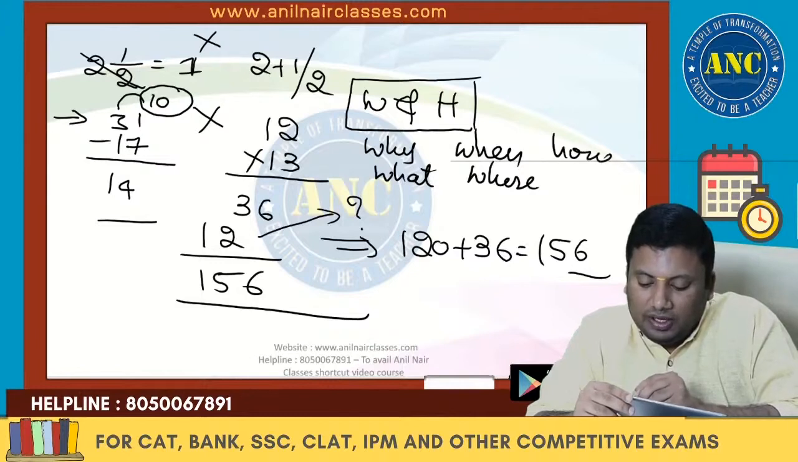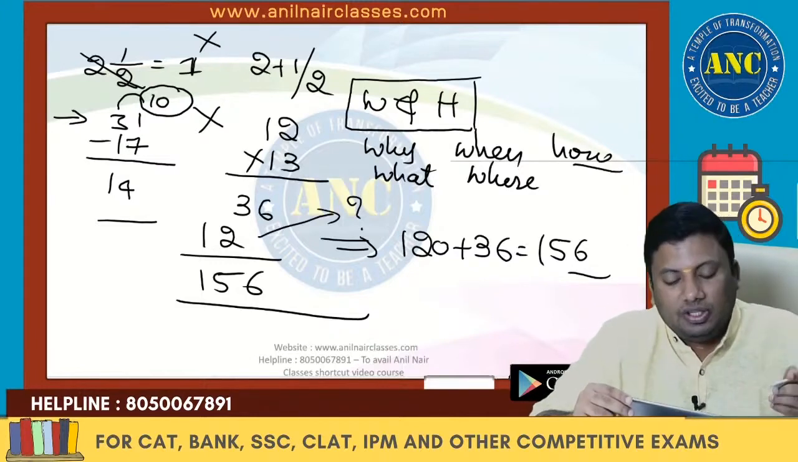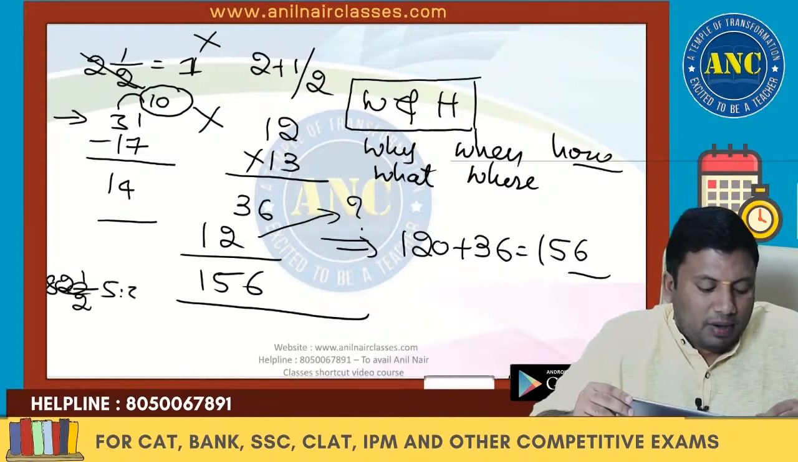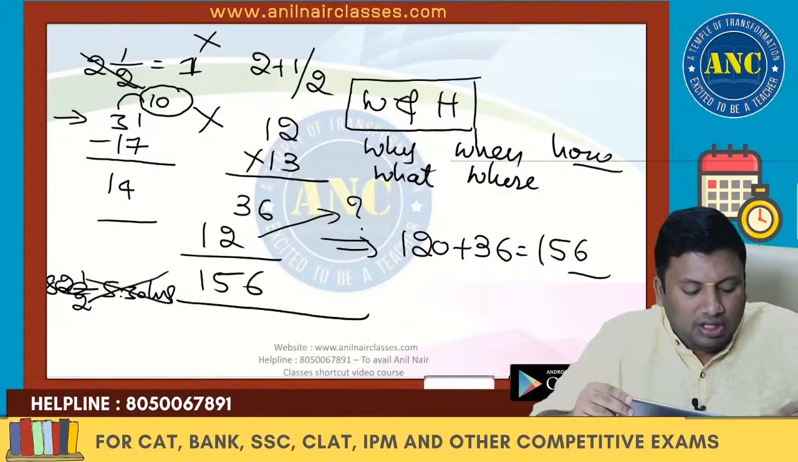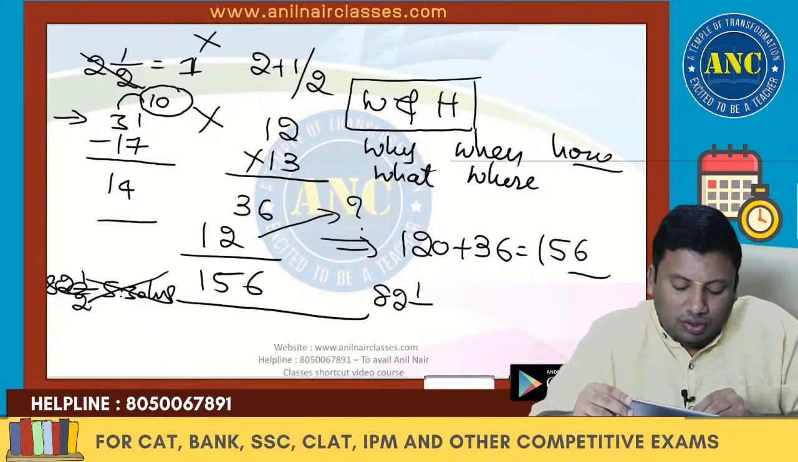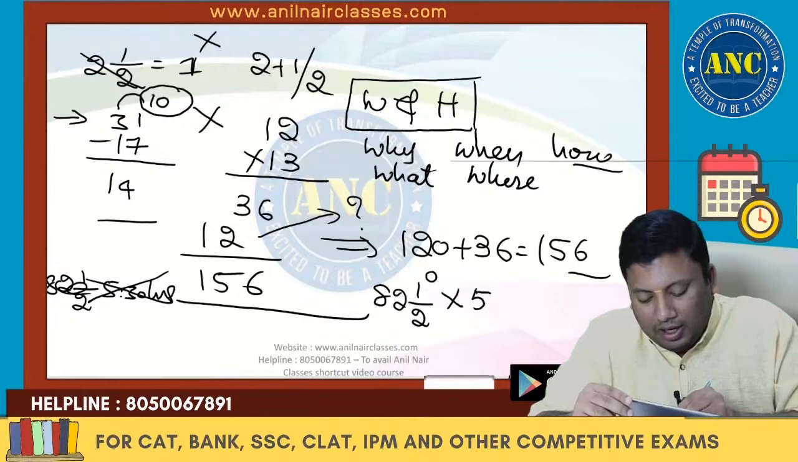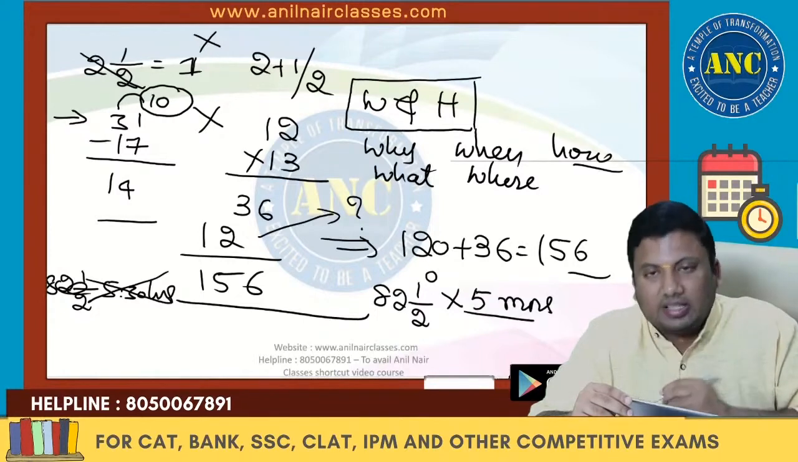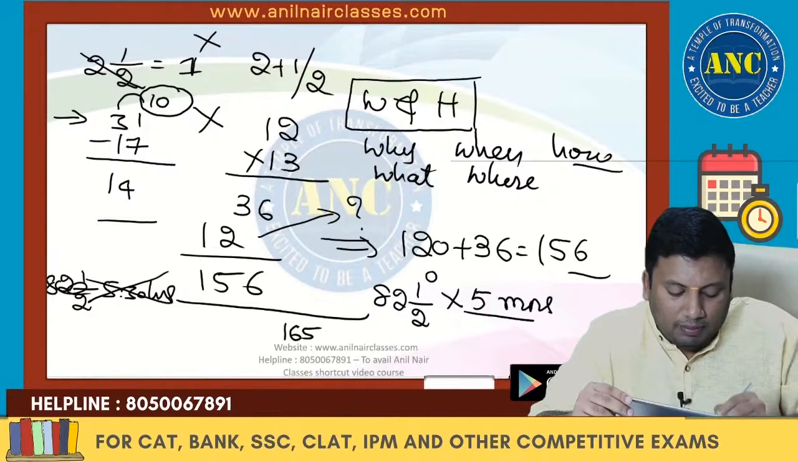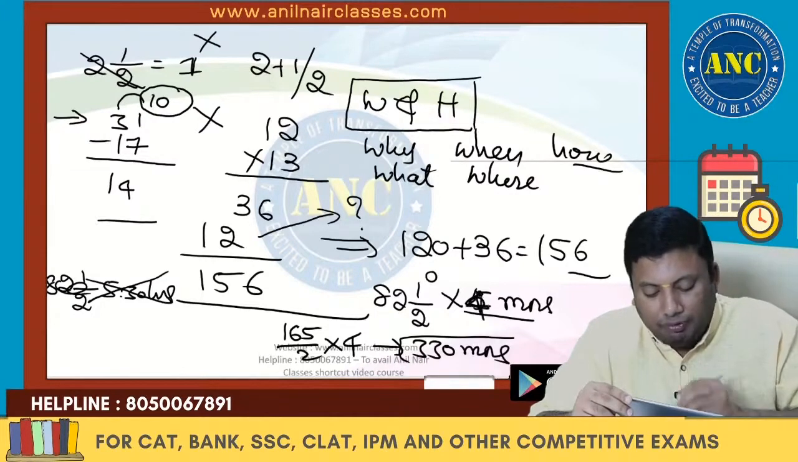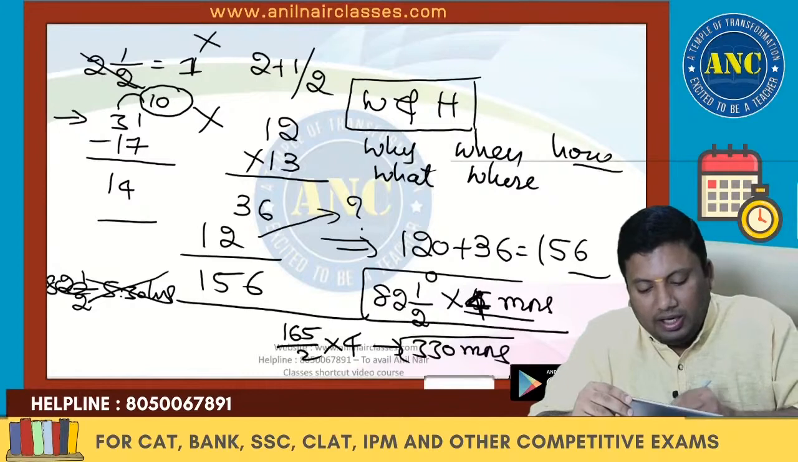What is the difference between Indian Standard Time and Greenwich Mean Time? People will say it is 5.5 hours. But if you ask Anil Nair, I will say I don't know this answer. But I know that 82.5 degrees east longitude is passing through India. To move from one place to another place by one degree, it takes 4 minutes. So 82.5 into 4, which is nothing but 330 minutes, which is 5.5 hours.